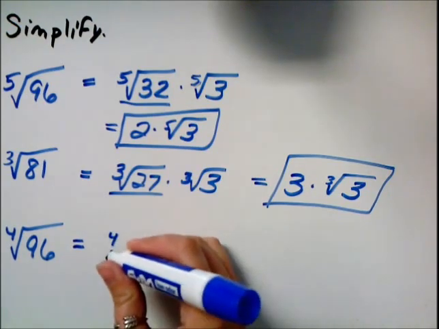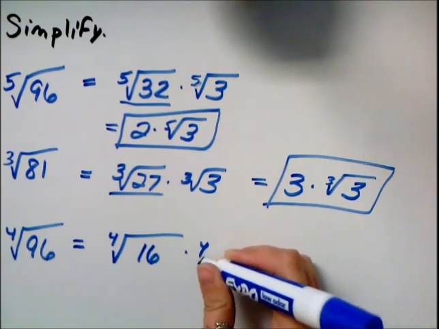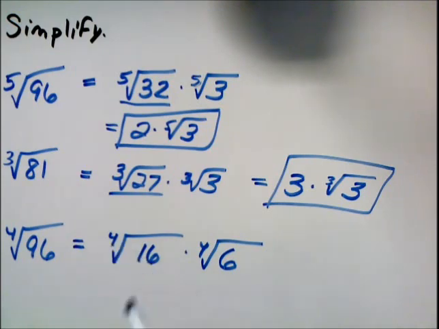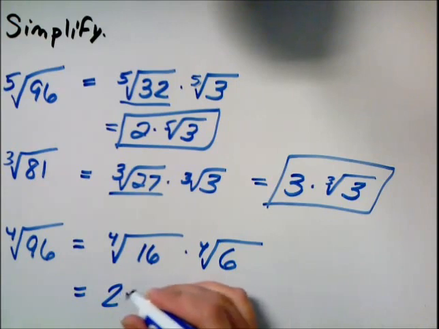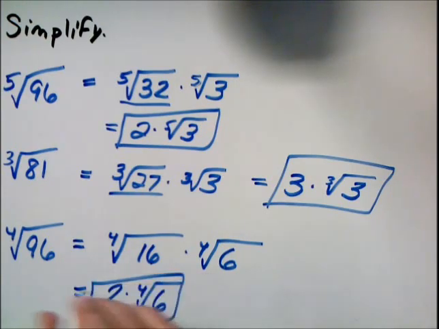I could think of this as the fourth root of 16 times the fourth root of 6. And so the fourth root of 16 is 2, times itself 4 times, so 2 times whatever was left over, which is the fourth root of 6. So this and this should be the same. It's just a simplified version.